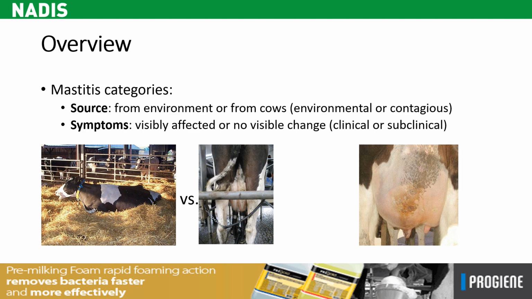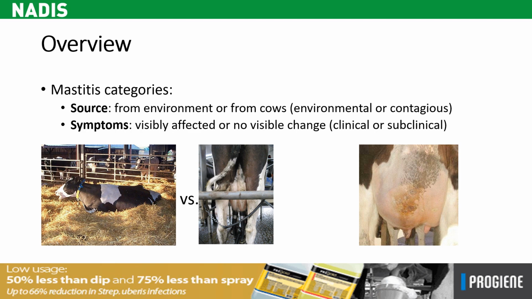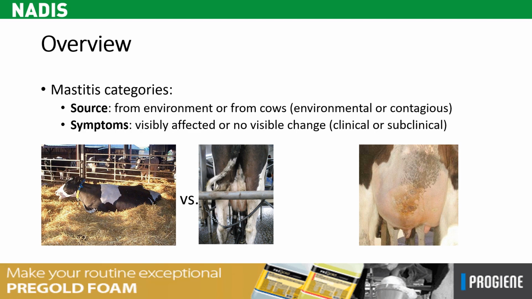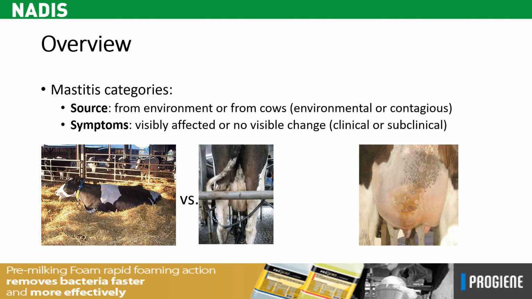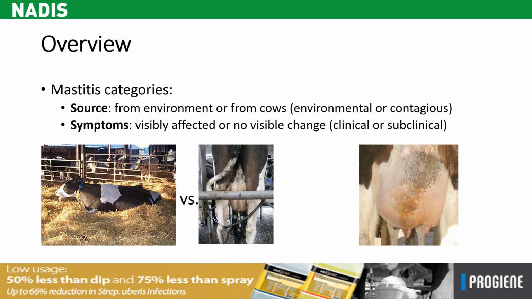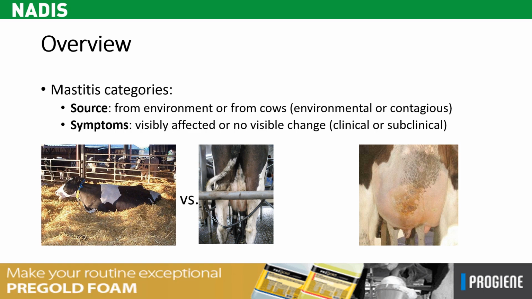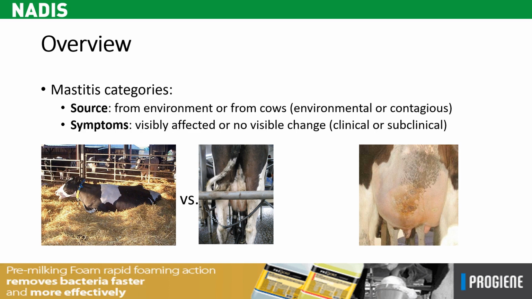The other way to categorize mastitis is to consider the symptoms. Clinical mastitis causes visible changes and can be categorized into mild, moderate, or severe. This depends on whether changes are to the milk alone, which is mild, milk and the udder, which is moderate, or milk, the udder, and systemic signs of illness in the cow, which is severe.